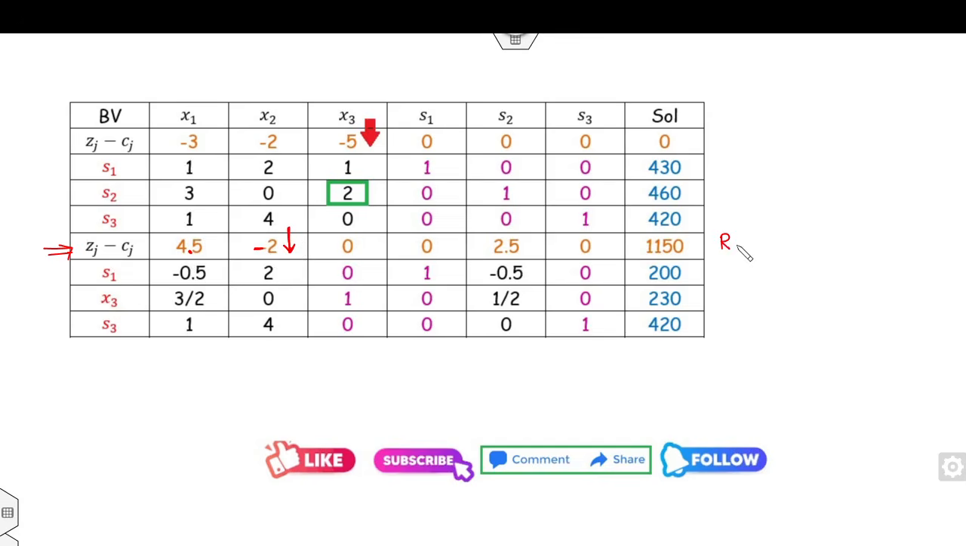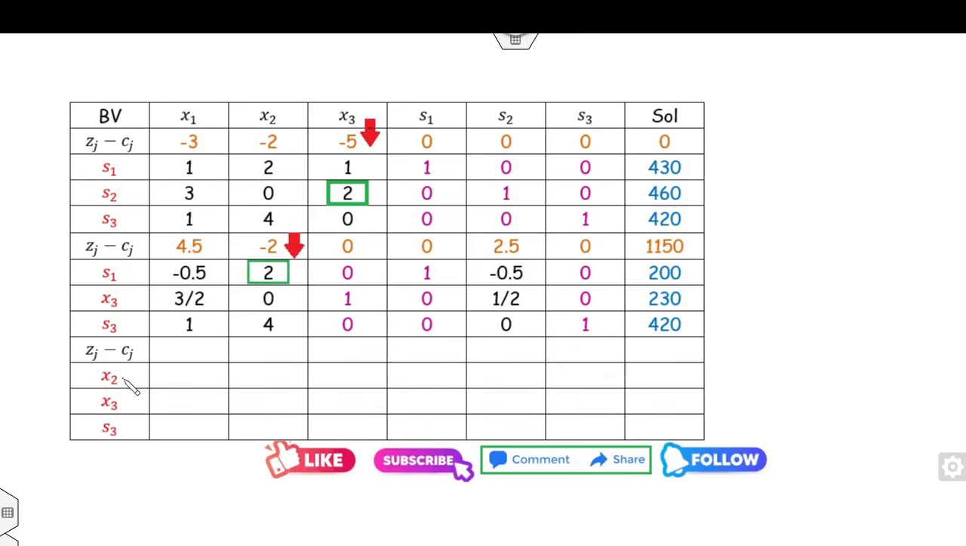Find the ratio. So this number is my positive, so it is my 100. This is my 0, so you can skip that. It is my 105. So which one is the minimum? 100 is my minimum. So the box element is my 2, leaving variable is my s1. So I can leave this variable as x1, entering as my x2.